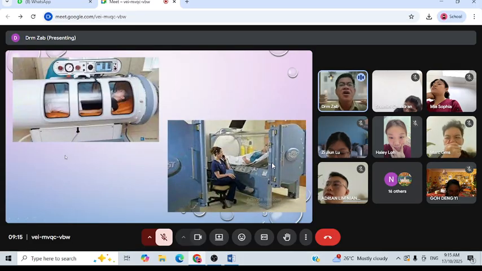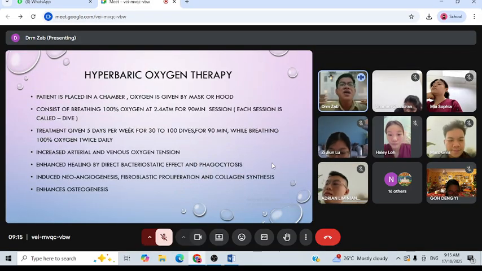So this is the hyperbaric oxygen chamber. Okay, this is what we call a hyperbaric oxygen chamber. But not every hospital has this facility. Why? Because this is quite expensive. All right. So in the hyperbaric oxygen chamber, the patient will be placed in the chamber, and the oxygen will be given by mask or hood.